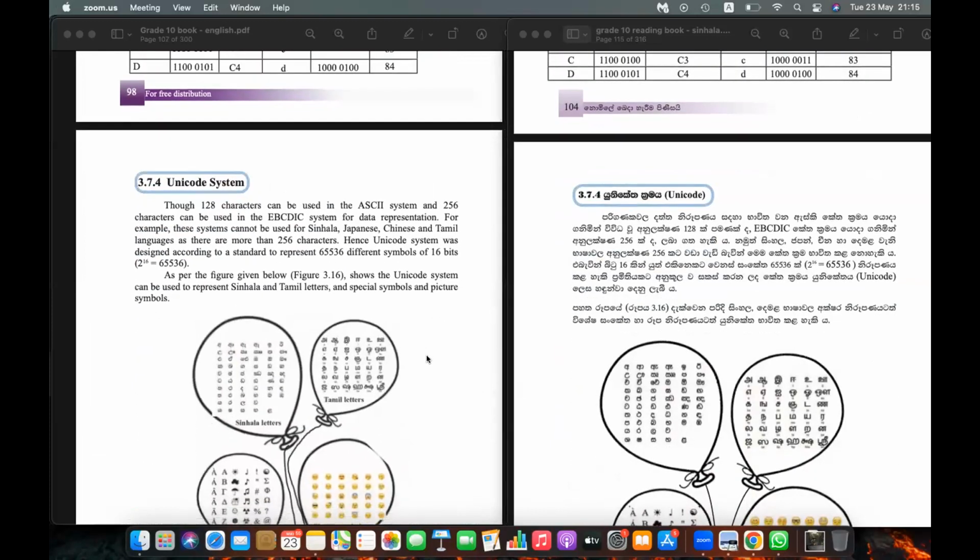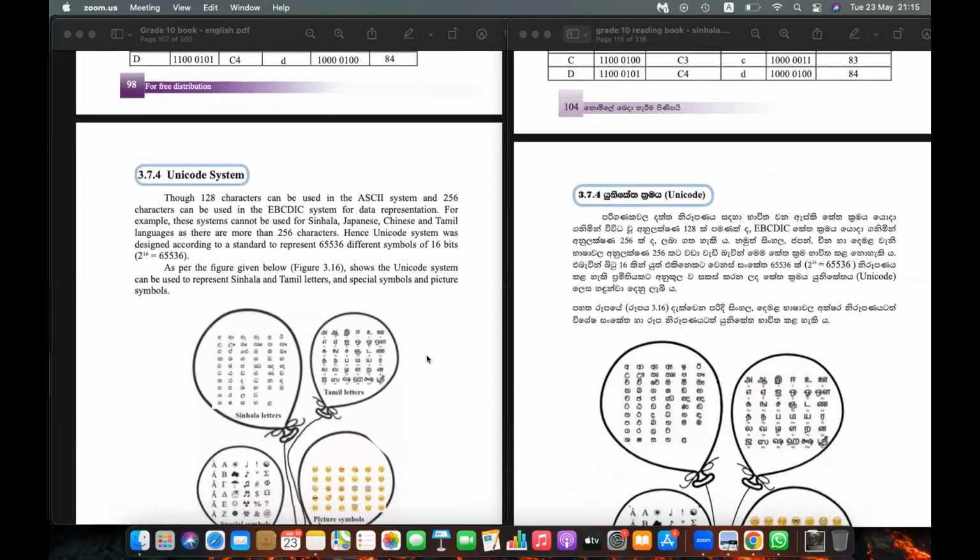A unique code. It is a unique code. That means even the Sinhala letter Ayanna has a specific binary signal.